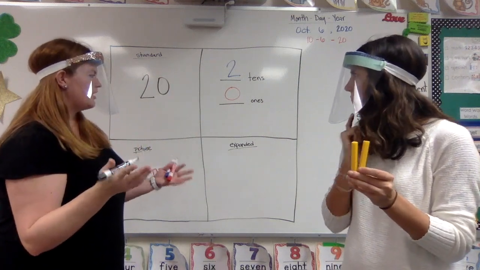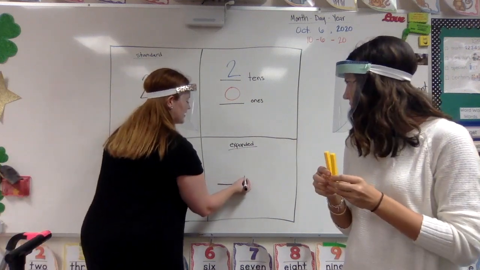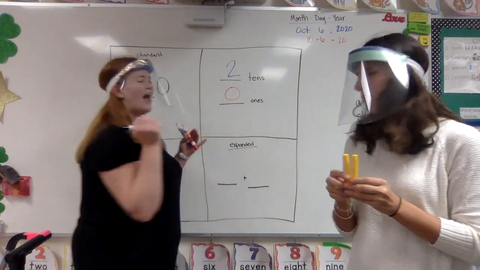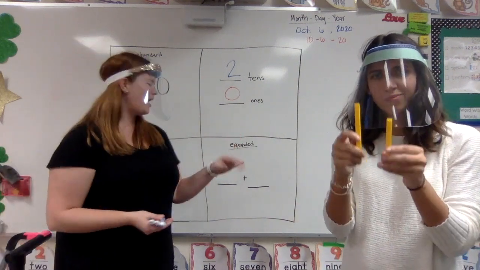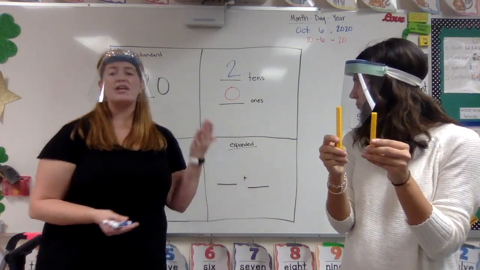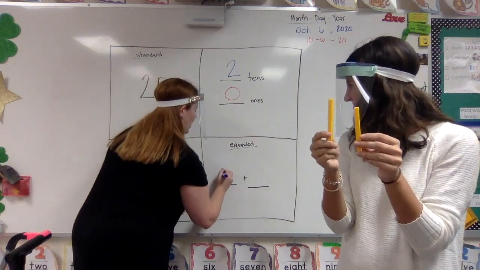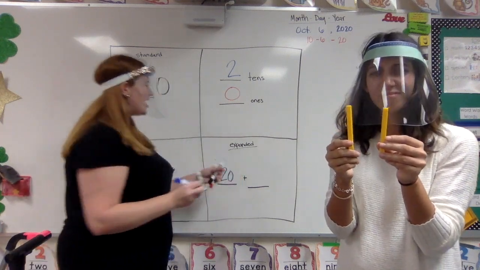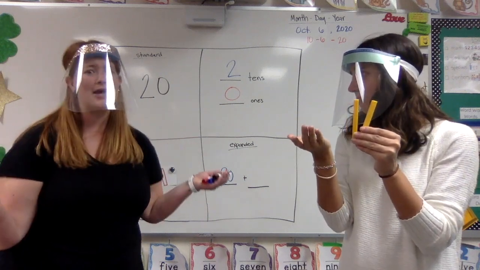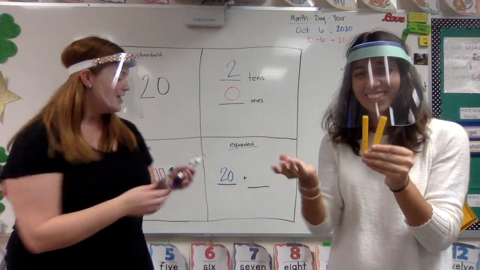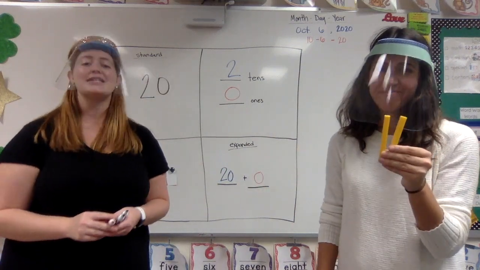Expanded form. Now, I know that expanded form is the value of my tens plus the value of my ones. I have 2 tens. I'm not going to put 2 because 2 tens are worth 20. So I'm going to say 20 plus the value of my ones. 0 ones. Miss Lestico, 0 ones is worth 0. So I'm going to say my expanded form is 20 plus 0.